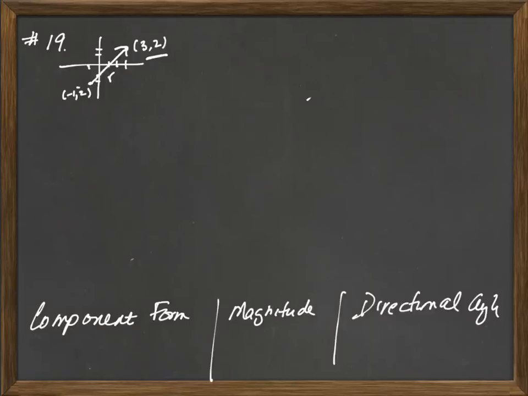So number 19 is a good example because it gives us a point. We have vector r, and it's on the coordinate plane. And so remember that we have an initial point, which would be where the dot is, or where it starts, right here. So that would be -1, -2, and our terminal point, which would be 3, 2.